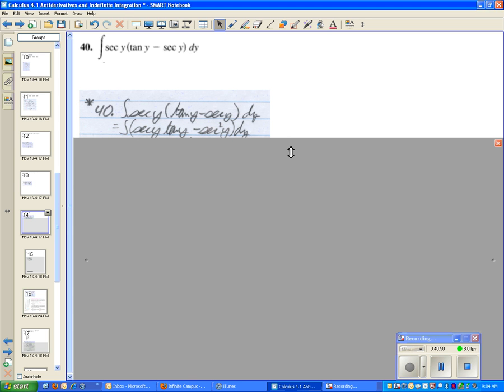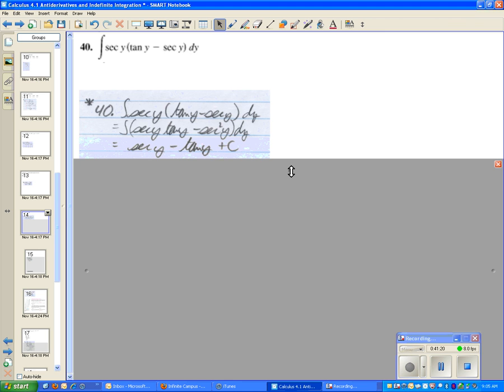Distribute the secant y. So we've got the integral of secant y tangent y minus secant squared y dy. Right, that I'm going to look up. Do I know what the integral of secant y tangent y is? What is it? It's secant y. Do I know what the antiderivative of secant squared y is? Tangent. So, the antiderivative of secant y tangent y is secant y. Copy down the minus sign. The antiderivative of secant squared y is tangent y. Don't forget, plus c.